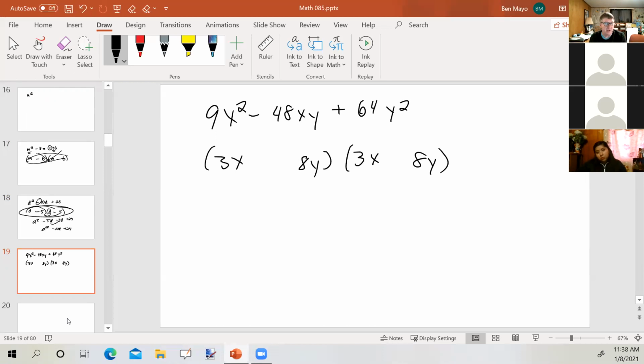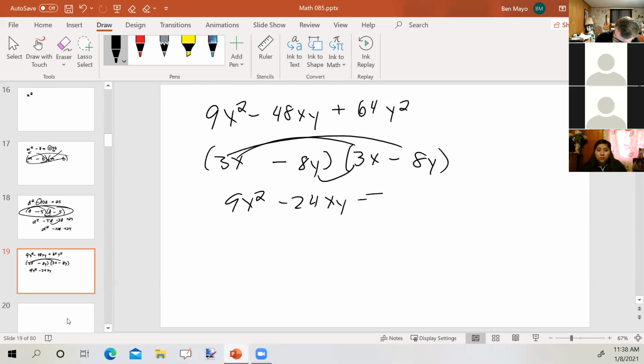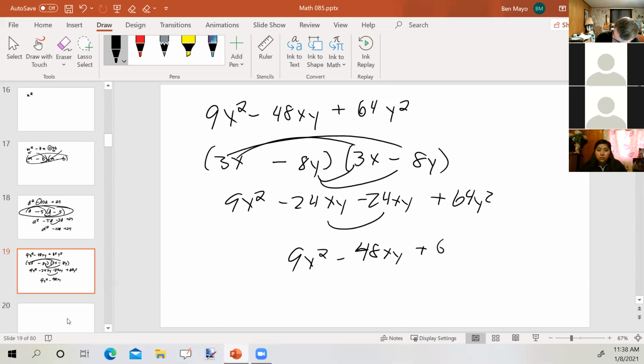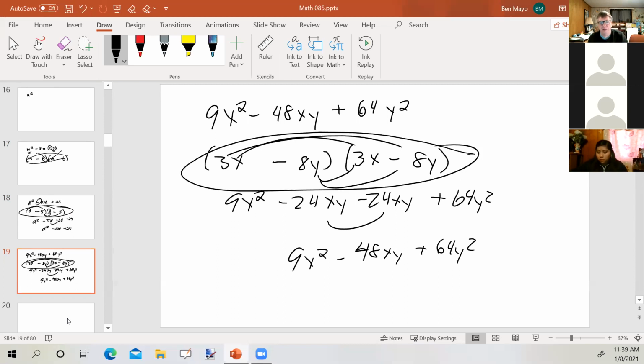So it has a perfect square in the front, a perfect square at the end, a plus sign in front of that last term, but the middle term's negative. So for this to work, both binomials would have to have a subtraction sign in the middle. That gives us 9x squared minus 24xy minus another 24xy plus 64y squared. Yep, we're going to get that minus 48xy in the middle. So this is a perfect square trinomial with two identical factors.